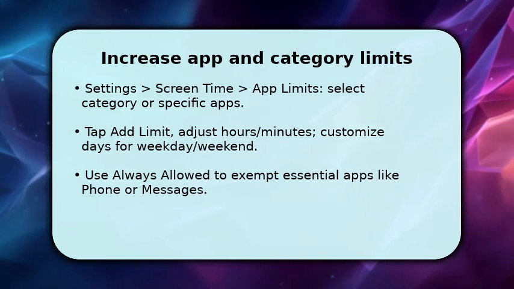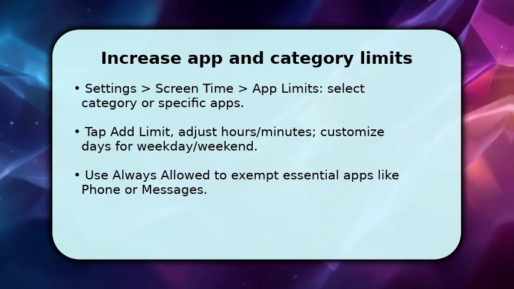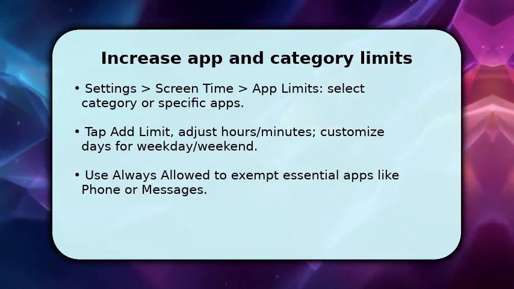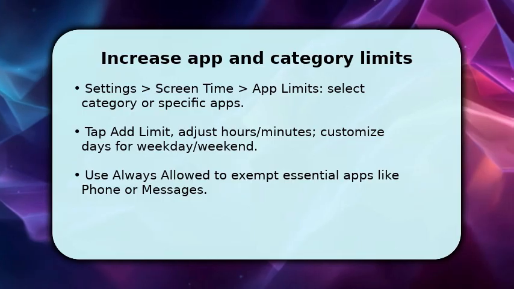Go to App Limits and choose the category or specific apps you want to extend. Tap Add Limit and set a longer duration, using hours and minutes. You can customize days if you want more time on weekends.